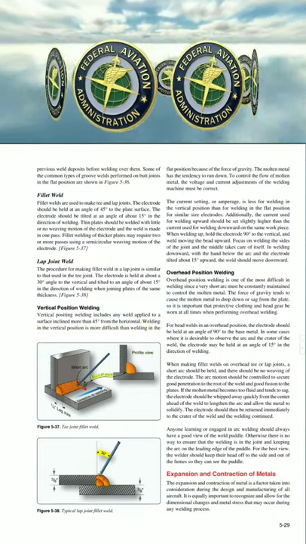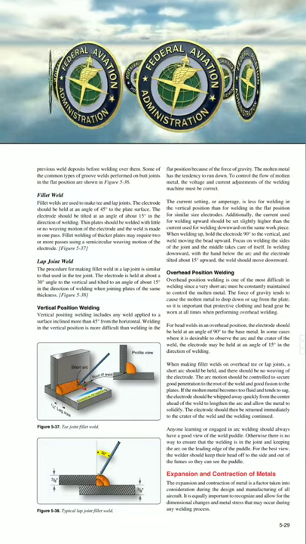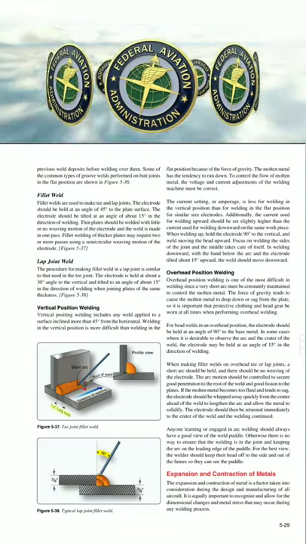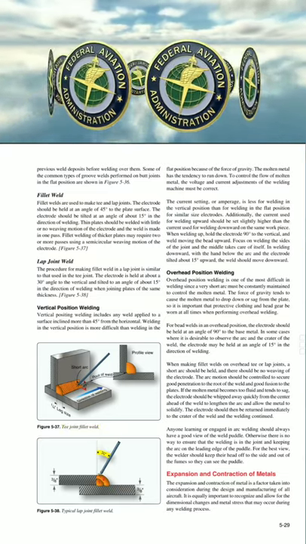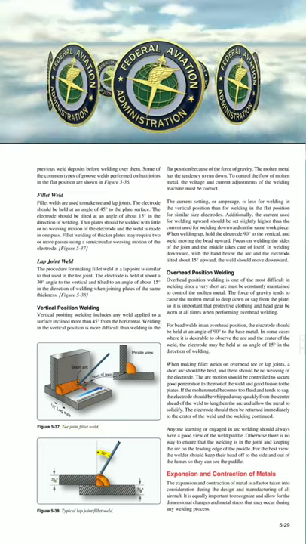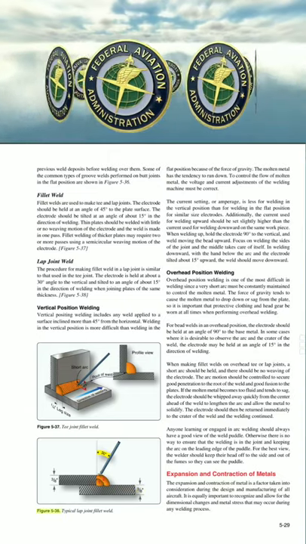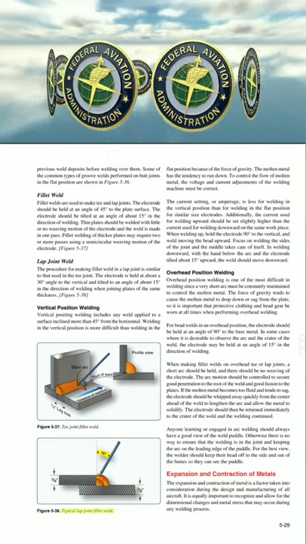Short arc. Root of weld. 45 degrees. Direction of welding. 1/4 leg size. Figure 5-37. T-joint fillet weld. 30 degrees. 3/8. 1. 2. 3/8. Figure 5-38. Typical lap joint fillet weld.